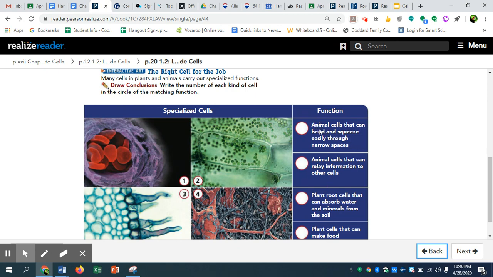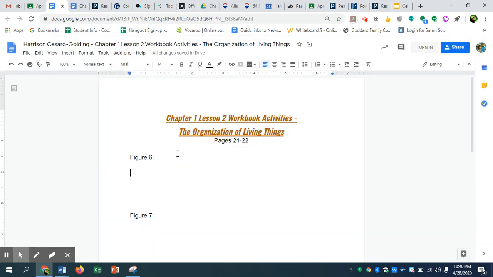So the first one says animal cells that can bend and squeeze easily through narrow spaces. So take a look at these pictures. And which of these cells looks like they are bending? As you look, I'm going to give you a second. So you might have guessed that it is number 1. What you're seeing here are red blood cells going through your blood vessels, and you see this one's kind of curvy and bending. So for figure 6, the first number we're going to write down is 1. All right, so let's go to the next one.